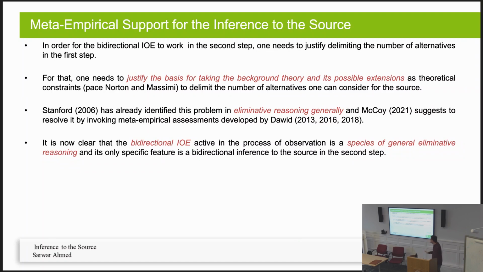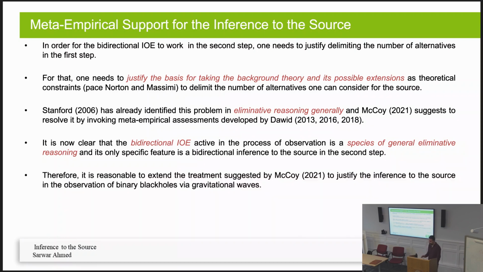And I think it's now clear that the bidirectional IOE in the process of observation is a species of general eliminative reasoning, and the only specific feature is a bidirectional inference to the source in the second step. So it's reasonable to extend the treatment suggested by McCoy to justify the inference to the source in the observation of binary black holes via gravitational waves.